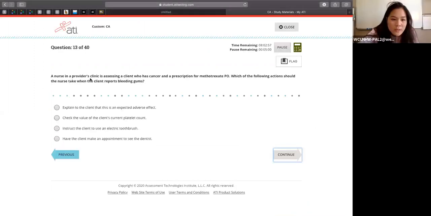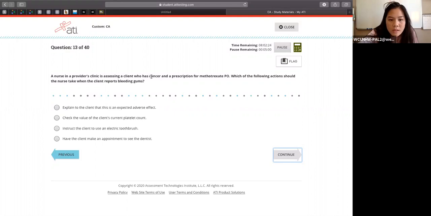A nurse in a provider clinic is assessing a client who has cancer and a prescription for methotrexate (PO). Which of the following actions should the nurse take when the client reports bleeding gums? Explain to the client that this is an expected adverse effect. Check the value of the client's current platelet count. Instruct the client to use an electric toothbrush. Have the client make an appointment to see a dentist.